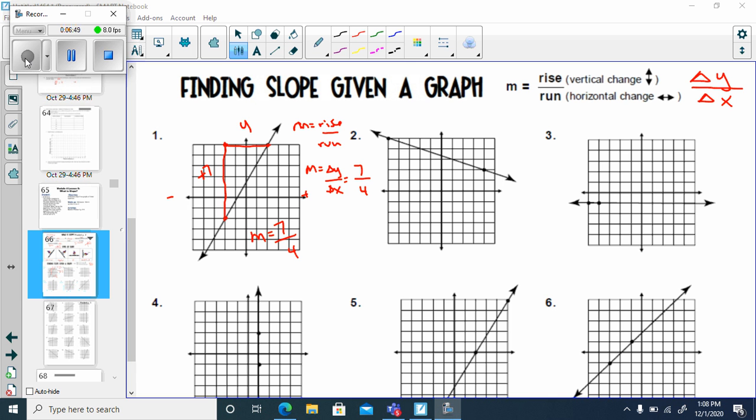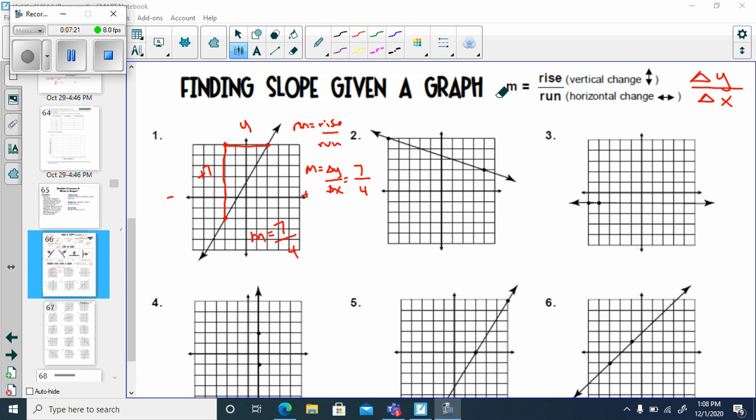Okay, now let's look at this second one here. The first thing I'm going to look at is, I know what I'm looking at is rise over run. But in this case, guys, notice how this line is going down. I know my slope is going to be negative. As I read this like I would a page in a book from left to right, this is going down. So we know my slope is going to be negative. Again, m is equal to rise over run, which is change in y over change in x.